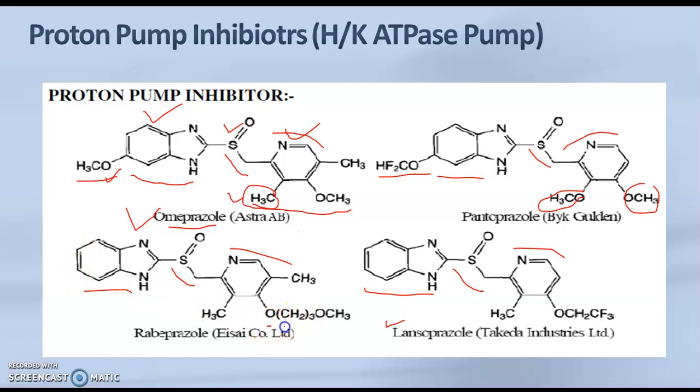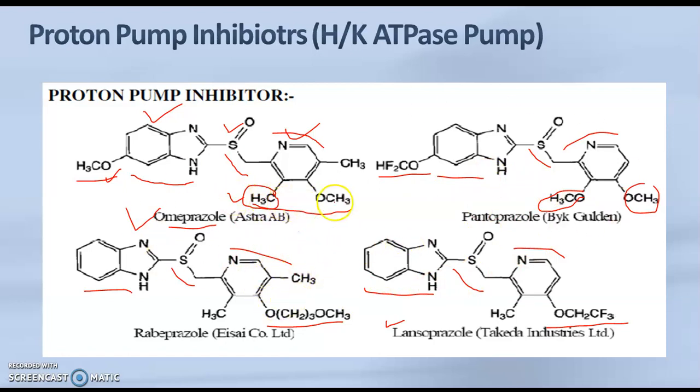you'll find a longer alkoxy chain. Okay, and in lansoprazole again you'll find an OCH2CF3 group. Okay, an electron withdrawing group is there. So I hope that in this way you can remember the structure. Actually, other substitutions you have to remember.